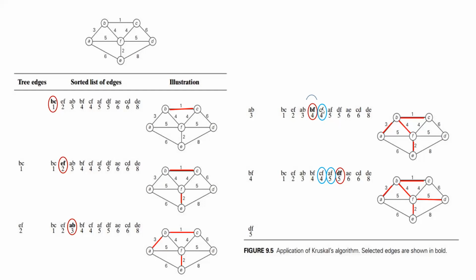Next is C to F. See here, C to F. If I add C to F, of course it has the minimum cost compared to the remaining edges ahead. But if I add the C to F edge, it will create a loop. The loop will be formed. Hence, I will be rejecting this. Okay, what after C to F?